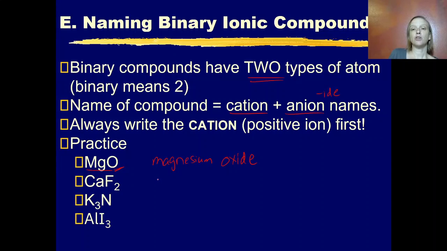For CaF2, we name the cation first, and then we change the ending of the anion to IDE. So this is calcium fluoride. For K3N, we name the cation first, potassium, and then we name the anion, but we change the ending to IDE, nitride. And lastly, here we have aluminum iodide.